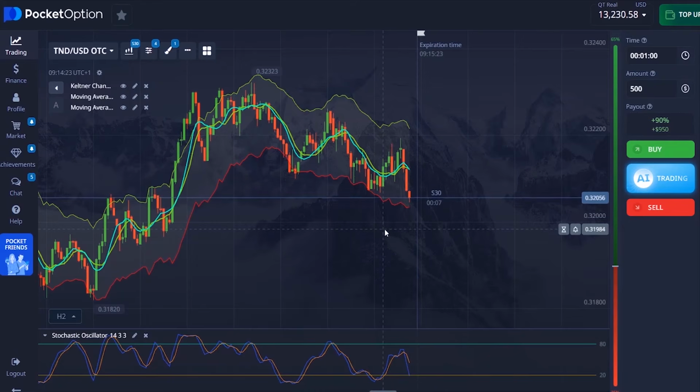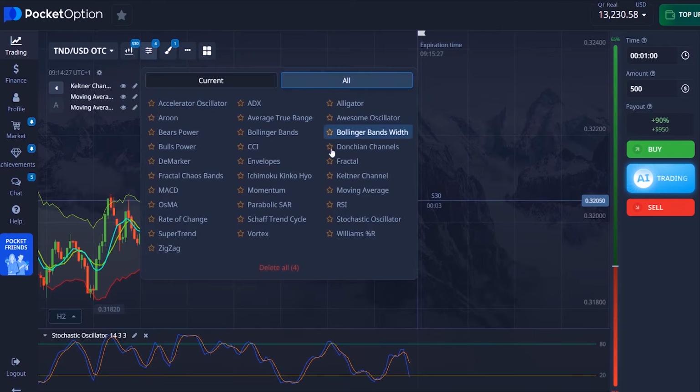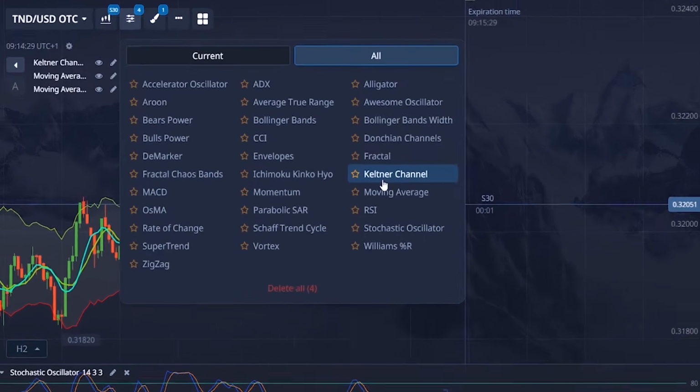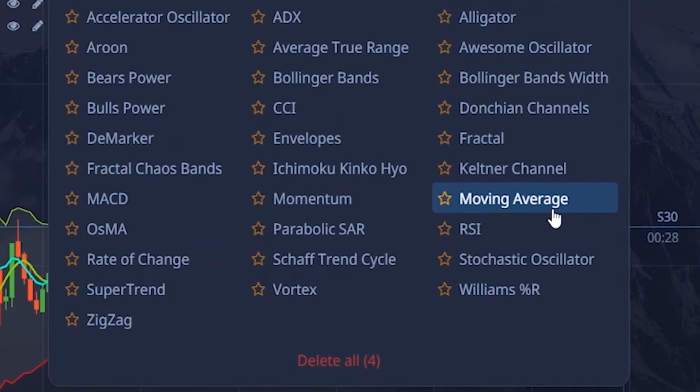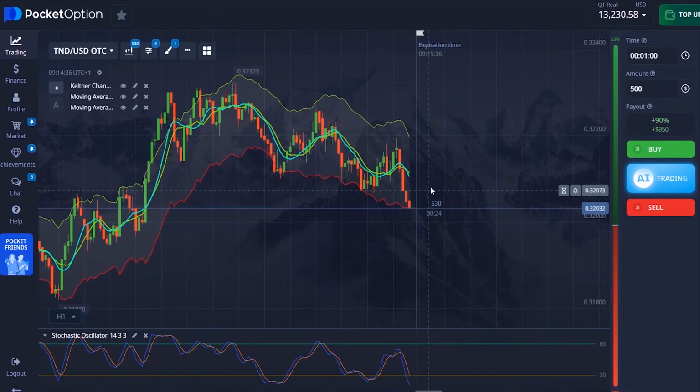So right away guys, let's go into the chart. For those of you that don't know where to navigate your indicators, you're going to come over to this section. This is where you can navigate your indicators. So we're going to be using a Keltner channel, two moving averages, and one stochastic oscillator.